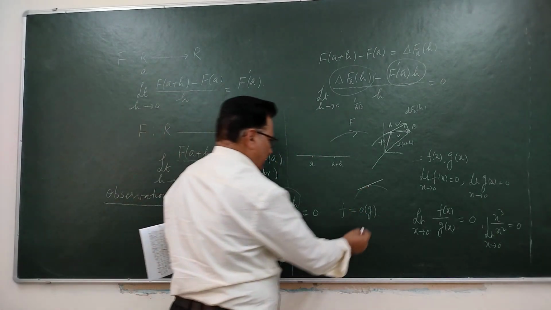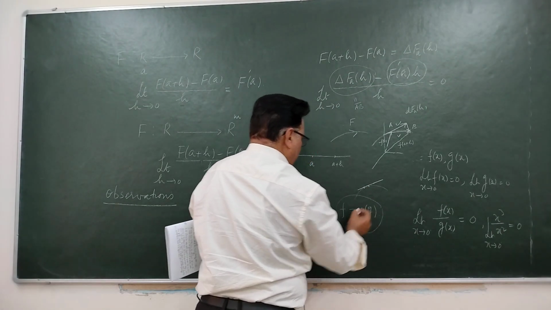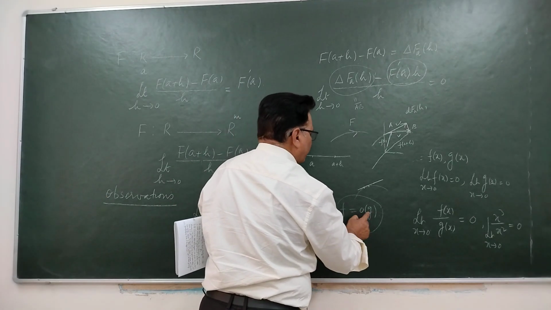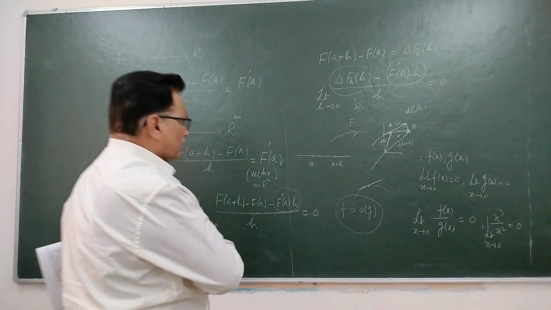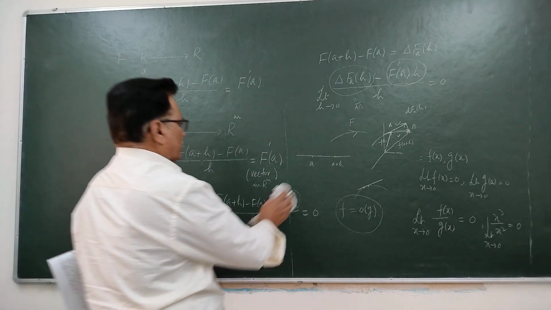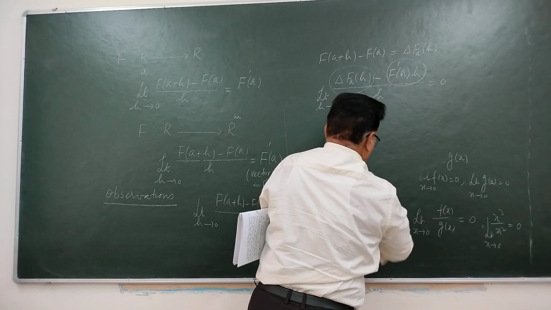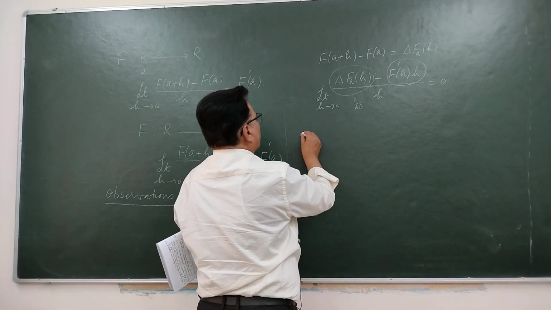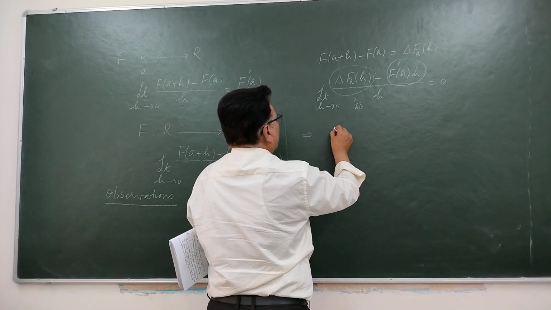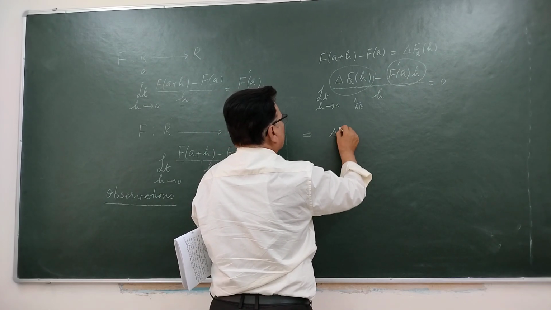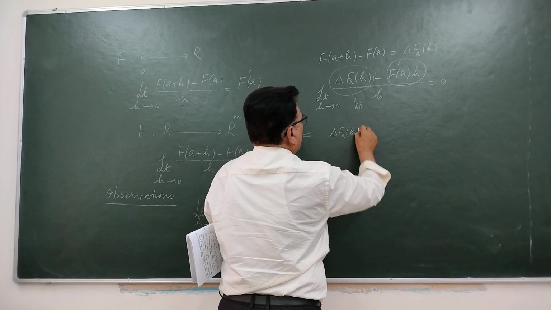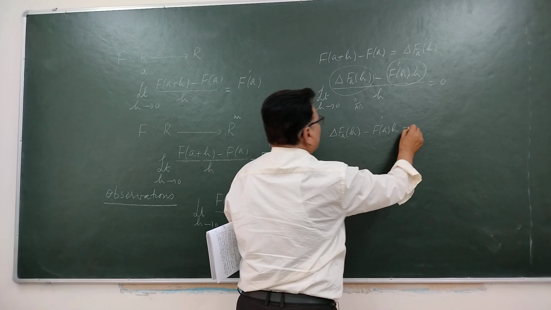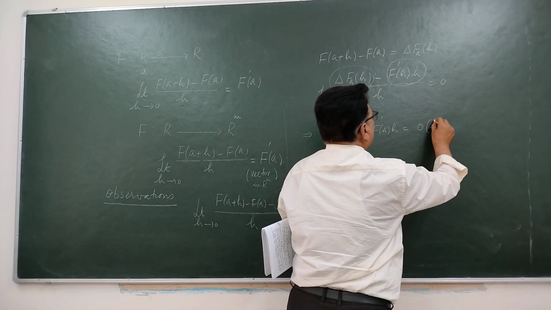Now, if this happens for two functions, we write that f is little o of g. If this symbol is written, we read it like this: when f and g both tend to 0, f goes towards 0 faster than g. This is just a symbol. Under this notation, I can say that delta f at a minus f dash a into h is equal to little o of h.